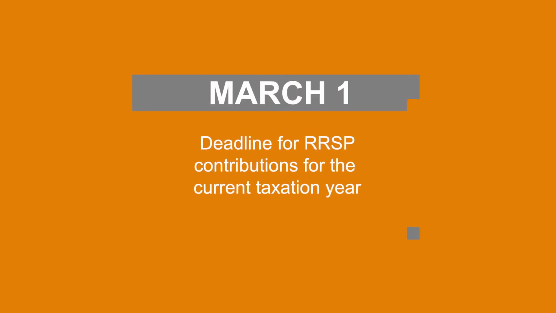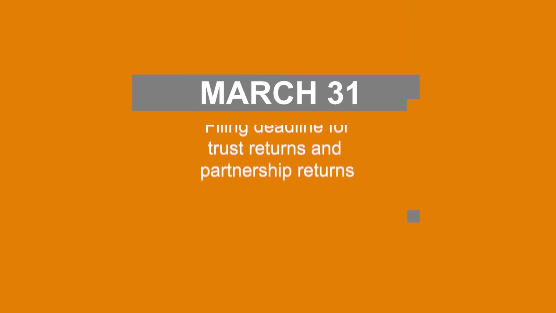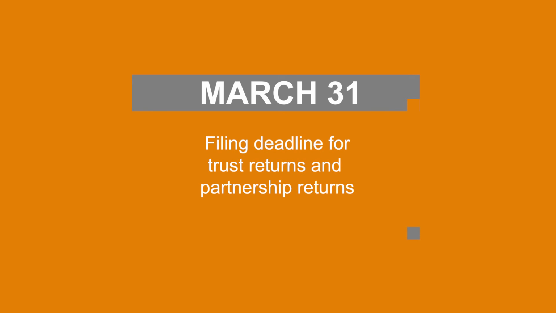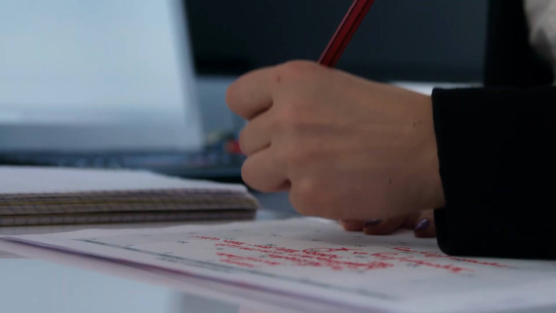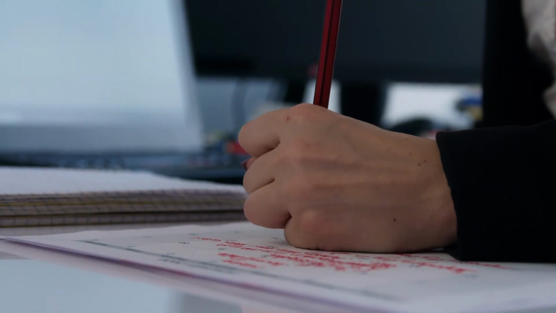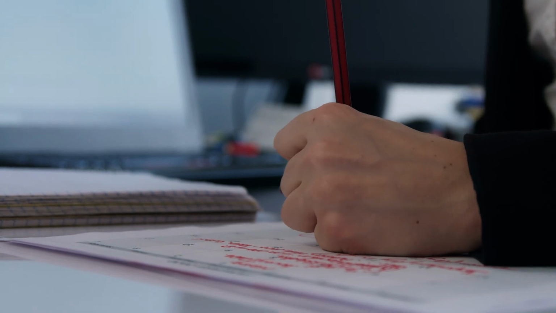March 1st is the deadline for RRSP contributions for the current taxation year. An individual still has 60 days to contribute to the RRSPs for the prior year. It gives you that time to calculate your income taxes owing and then save some income taxes, perhaps by making an RRSP contribution. March 31st is the filing deadline for trust returns and partnership returns. If you are a beneficiary of a trust or mutual fund investment, this is an important deadline.